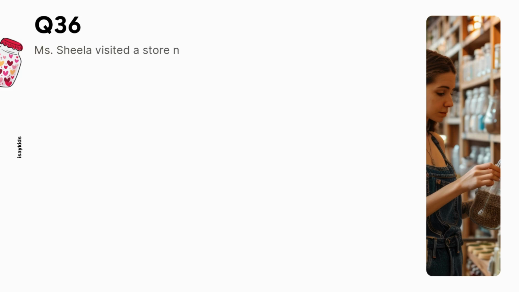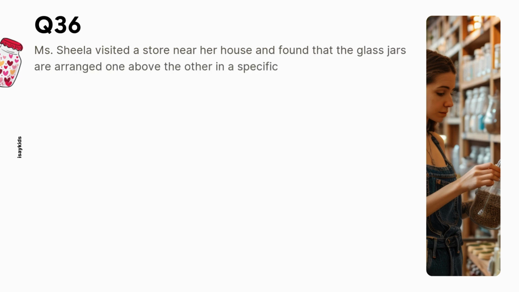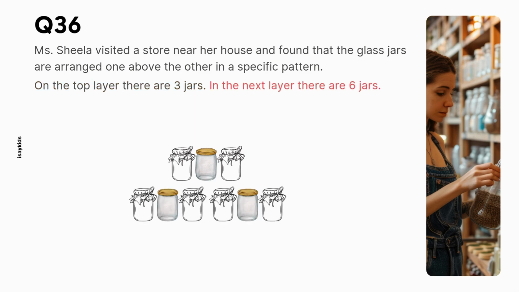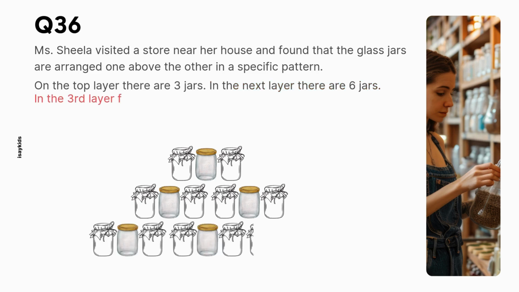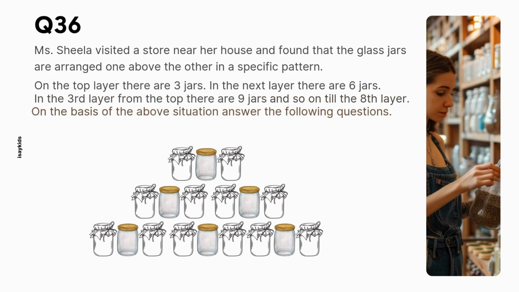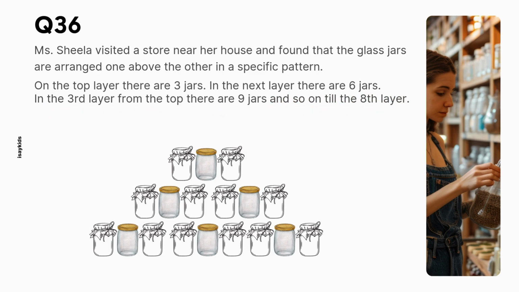Miss Sheela visited a store near her house and found that the glass jars are arranged one above the other in a specific pattern. On the top layer, there are 3 jars. In the next layer, there are 6 jars. In the third layer from the top, there are 9 jars. And so on till the eighth layer. On the basis of the above situation, answer the following questions.